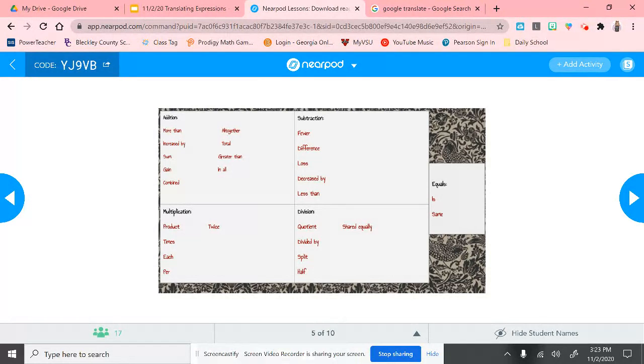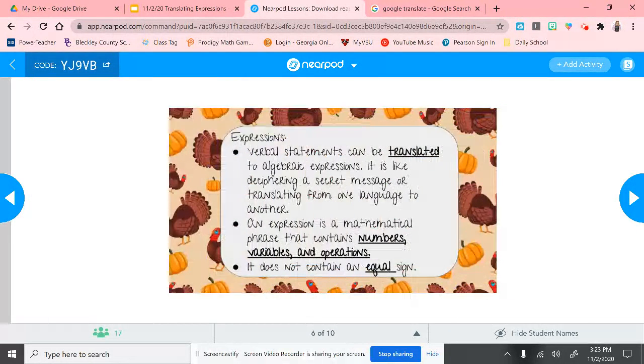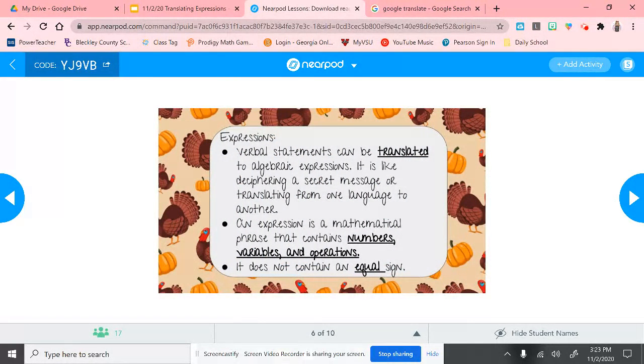So if I saw the word combined, what operation would I probably use? Addition. If I saw quotient, what am I going to do? Division. If I saw product, what would that be? Multiplication. If I saw difference, what would that be? Subtraction. Okay. Here are your blanks, though, for the first part of your packet for expressions.